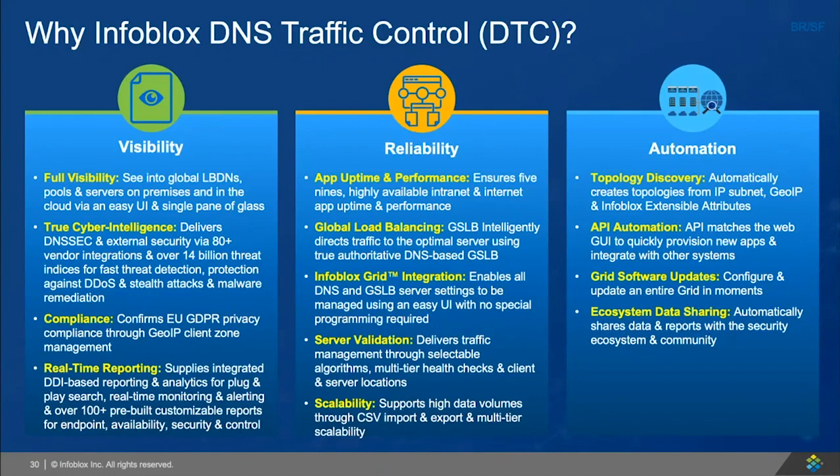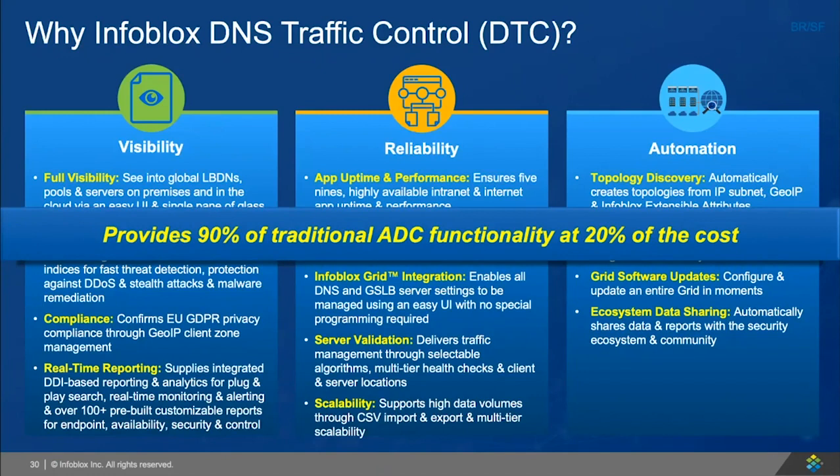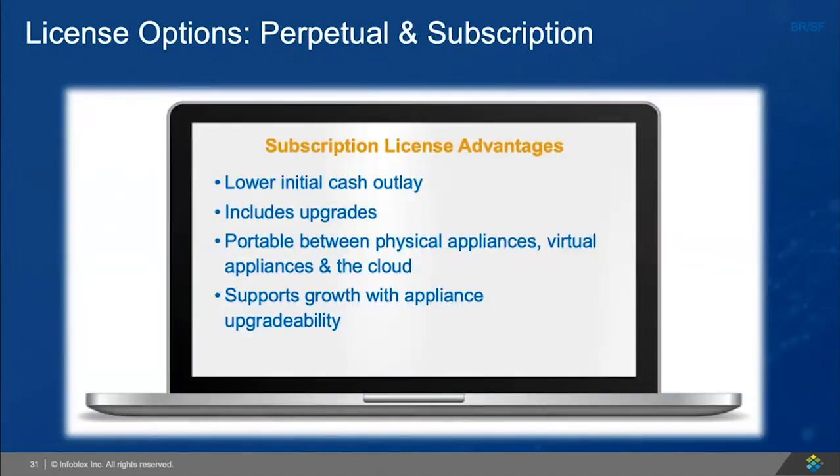I think, Scott, the bottom line is this. You touched on it. It's 90% of the functionality at about 20% of the cost. And there's also the advantage of the license options. We have perpetual options, but of course there's subscription. If you do a subscription, there's a lower initial cash outlay. It includes the upgrades, so that's an advantage. And you can move that between physical, virtual appliances, and the cloud. And of course, if you're a growing organization, you can scale up and you can also upgrade as well.